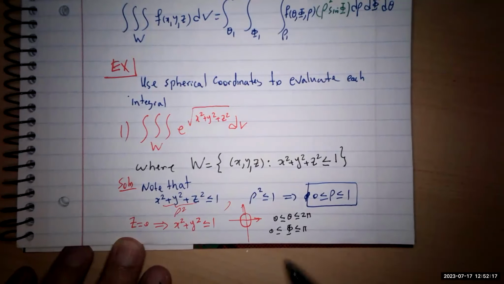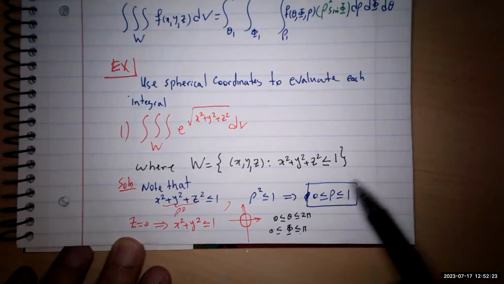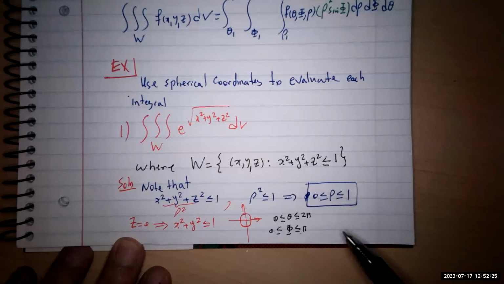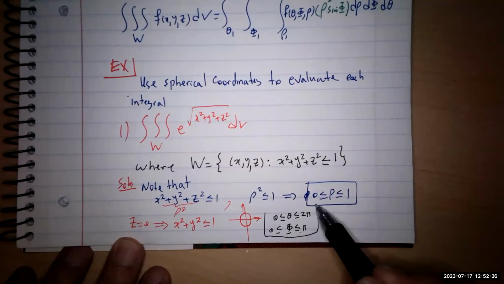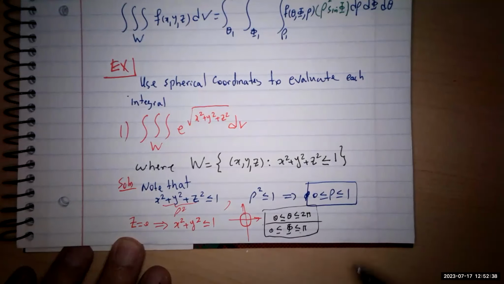Remember, this is an angle between two lines. One line is the z-axis, the other line is the OP, the rho line, if you like, that the ray. So there is no restriction. In that case, the phi is going to be between 0 and pi. So that's it. We have all the limits of integration that we need.